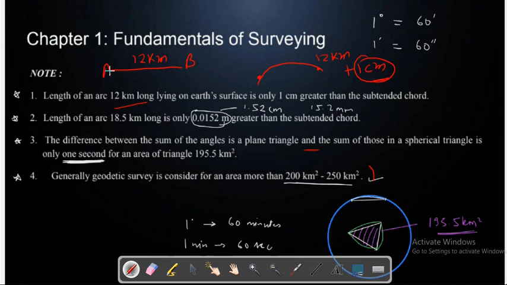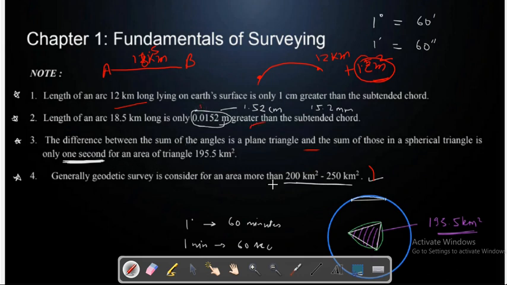Similarly, if the distance between A and B, that is length of an arc, is 18.5 km, then the increment because of this curved surface, or because of the arc curvature effect, will be only 1.5 cm, or you can say 1.52 cm. Okay, sometimes in SSC exams or other state public service exams, they will directly ask, if the length of the arc is 18.5 km, what is the length of the subtended chord? So that will be 1.52 cm.